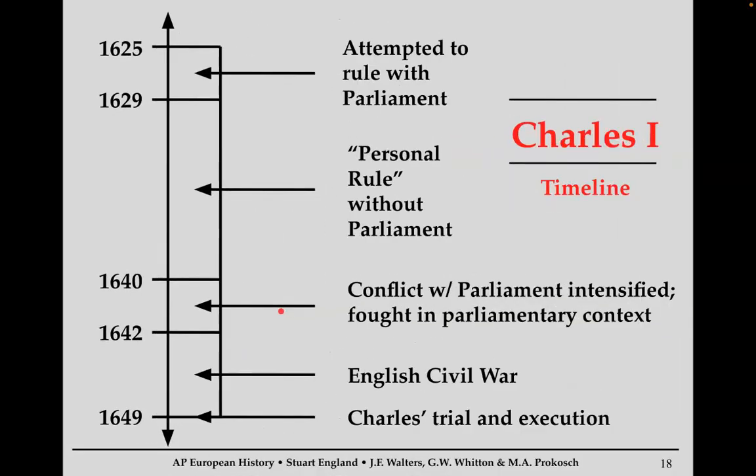All right, so here I have a timeline of Charles I's rule through the point where Parliament did not meet, where Parliament's conflict intensified once they were called back together, and then the actual English Civil War, which lasted from 1642 to 49. Yes, there's a lot of events and moving parts. Yes, it's confusing. Sorry, it is what it is.